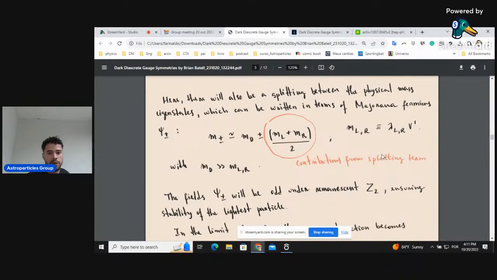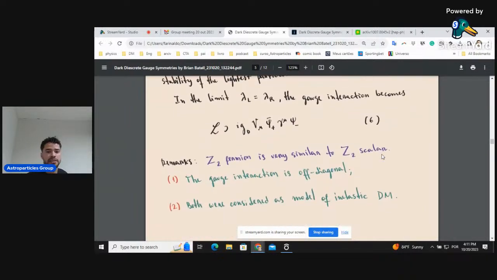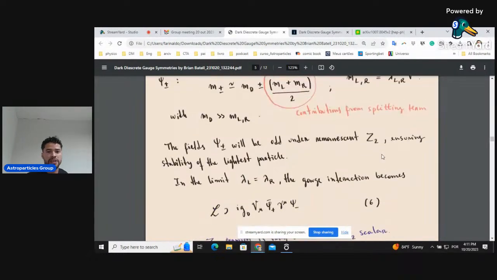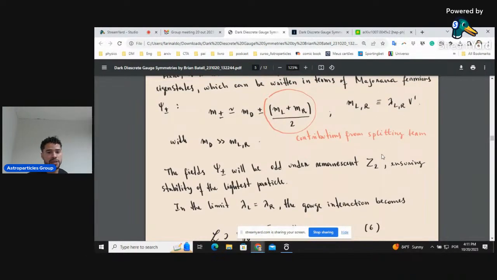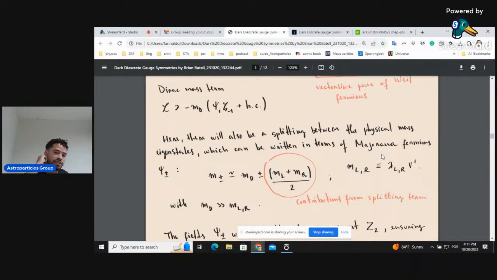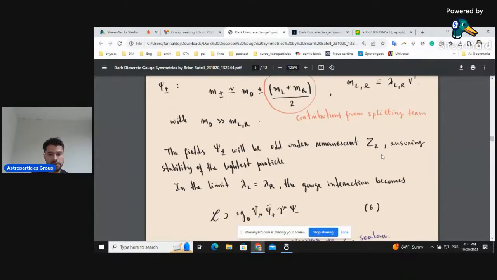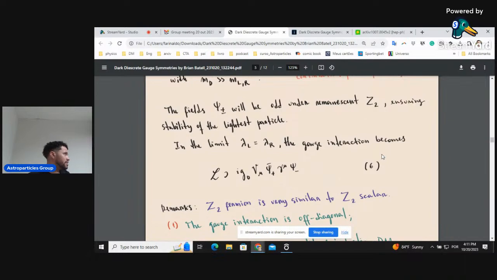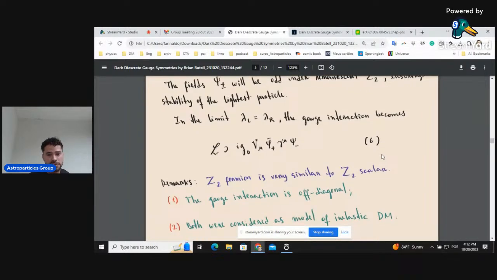But anyway, we would have the same idea. The idea remains the same. One of the particles will have a small mass, and at the end of the day, this would be the dark matter particle. In this case, it just makes things complex. We can have simple models for dark matter being a fermion.